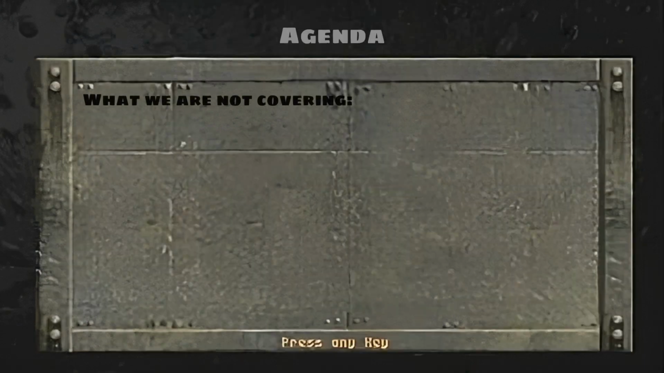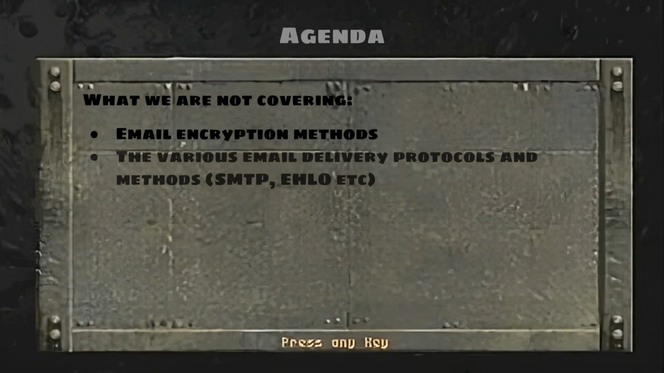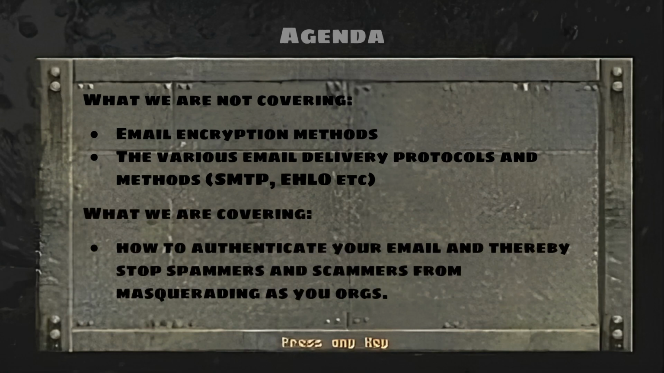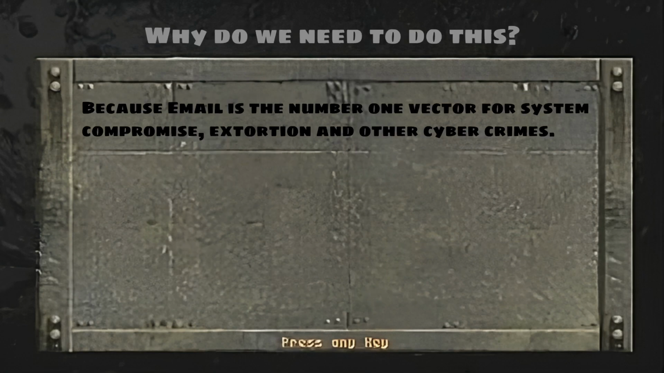So today we will not be covering email encryption methods. That is a way to encrypt email in flight. We won't be touching that. We won't be touching on some of the underlying technology like SMTP, the handshakes and stuff like that. Instead, we are going to be focusing on how to authenticate email and thereby hopefully stop spammers and people masquerading as your people in your organization. We're going to stop those Nigerian princes. That's kind of the goal.